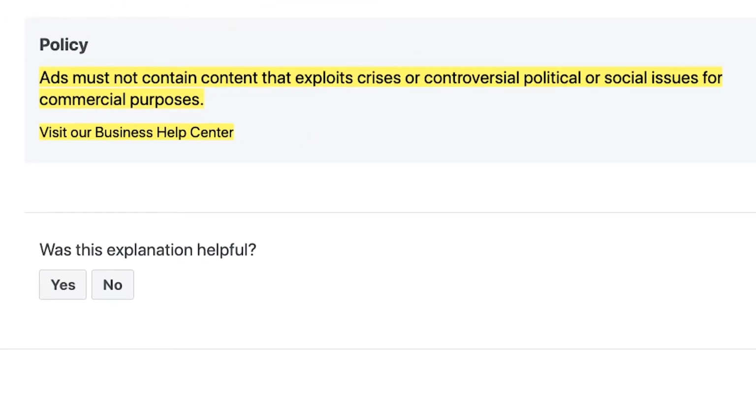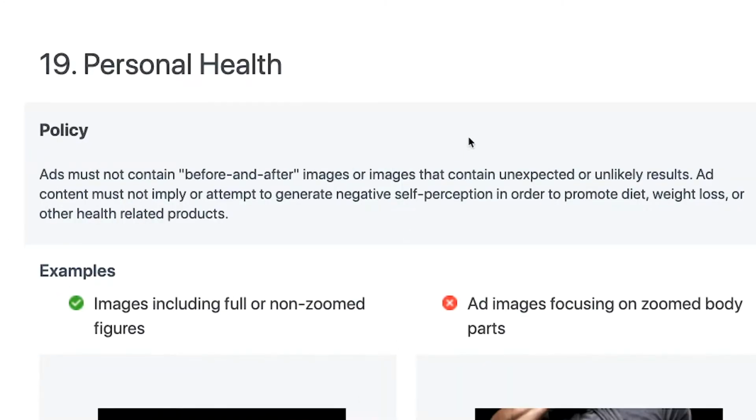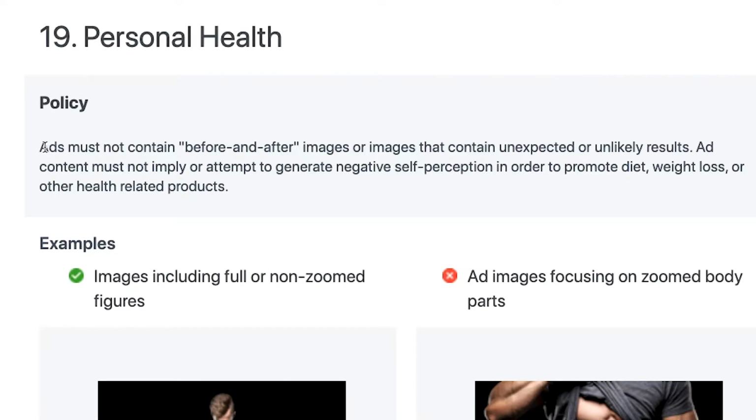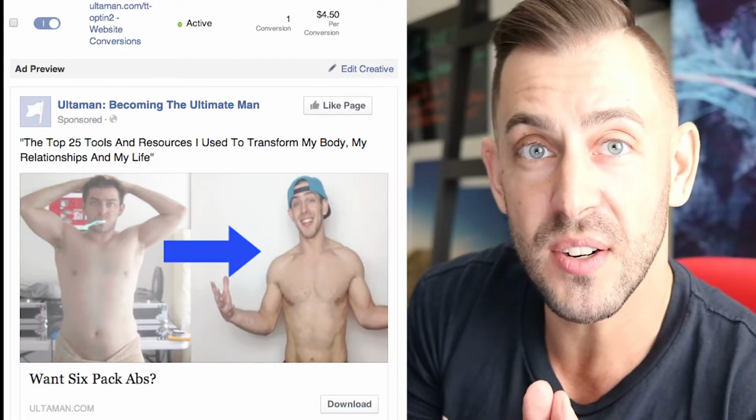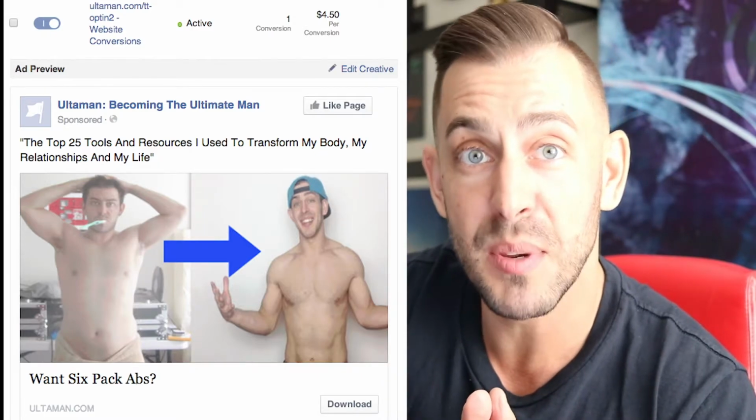Next up is 19. So let's go to 19, personal health. Now, let's have a look. Policy. Ads must not contain before and after images or images that contain unexpected or unlikely results. Here's a Facebook ad I created back in 2014 when I was advertising a PDF guide on how I transformed my body. As you can see here, the image in the ad shows a before and after picture, which was real. That was actually me before and after, but before and after pictures are a blatant policy violation. So do not do that. Don't be a dummy like I was back then. Instead, know what the policy does and doesn't allow, okay?